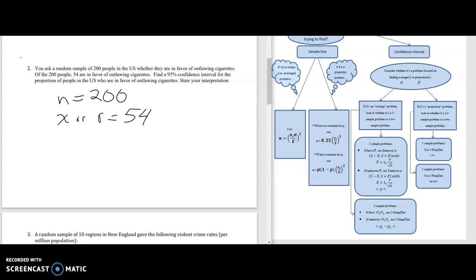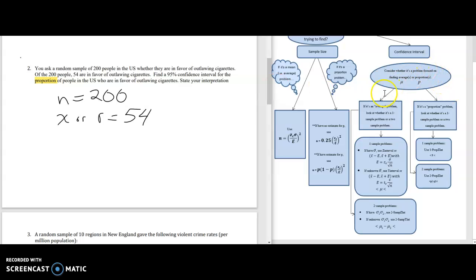And then you're going to find a 95% confidence interval for the proportion of people in the US who are in favor of outlawing cigarettes. So on our flow chart, we know it's saying build a confidence interval. So now we have to make this decision. Is it an average problem or is it a proportion problem? The clue here is it says proportion. Another clue is we don't have any standard deviation.